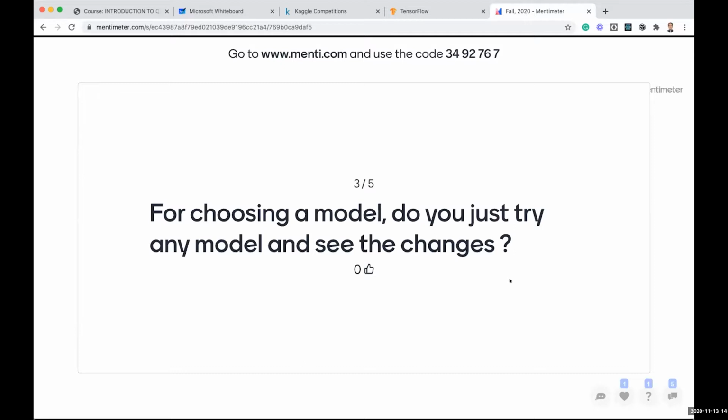So for choosing a model, you can try any models, and see the change. But today I'm going to explain the meaning of the layers and the meaning of the node inside the layer, and what is the meaning of the activation functions, that kind of things. Then you can try to modify your model based on your understanding.